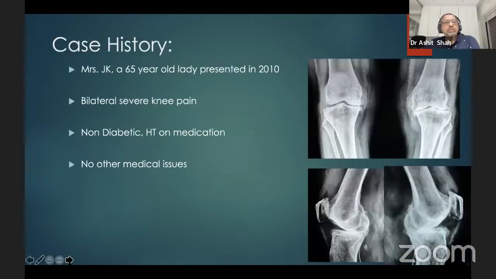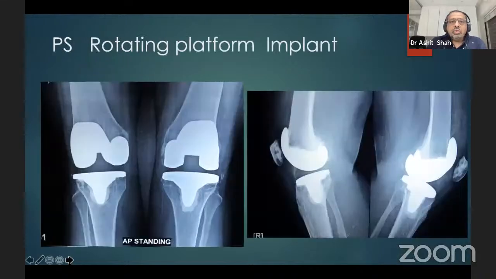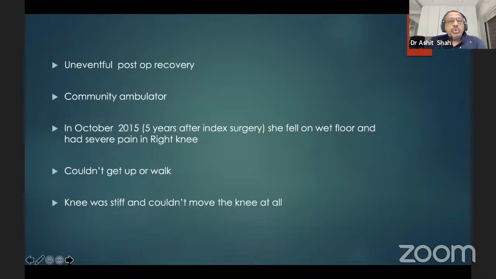Okay, right. So I have this lady who is 65 years old and presented to me in 2010. She had bilateral severe knee pain, classical bilateral osteoarthritis with varus deformity, non-diabetic, hypertensive on medication, no other medical issues. So we did a bilateral one-stage total knee replacement. This is the rotating platform total knee from DePuy, left and right done at the same time. Uneventful post-op recovery. She is a community ambulator.